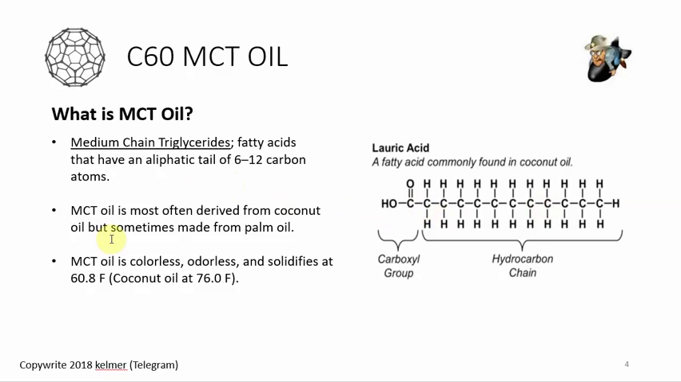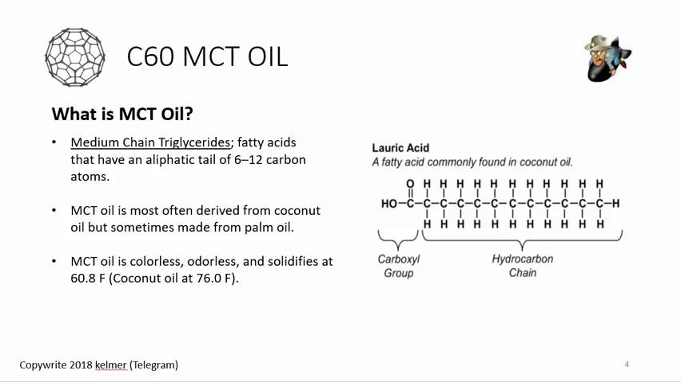Now, MCT oil is most often derived from coconut oil, but it's sometimes made from palm oil. And another really great benefit of MCT oil is that it's colorless, odorless, and solidifies at 60.8 degrees Fahrenheit. And that's important because coconut oil solidifies at 76. So if you live in a colder climate and you don't want your oil to harden on your countertop, then switching from coconut to MCT will prevent that. And also, if you don't like the taste of coconut oil, MCT is the way to go.